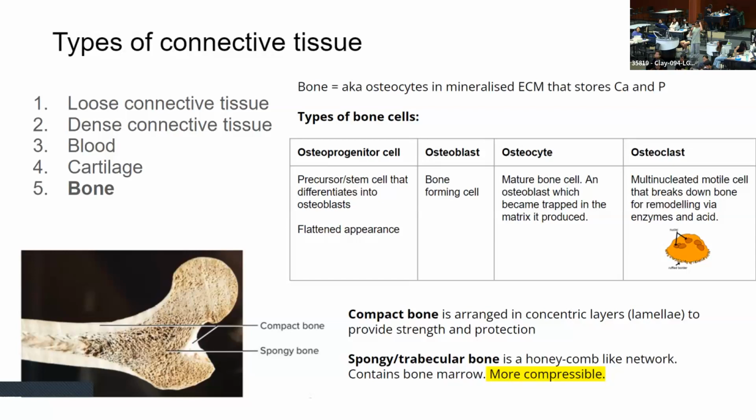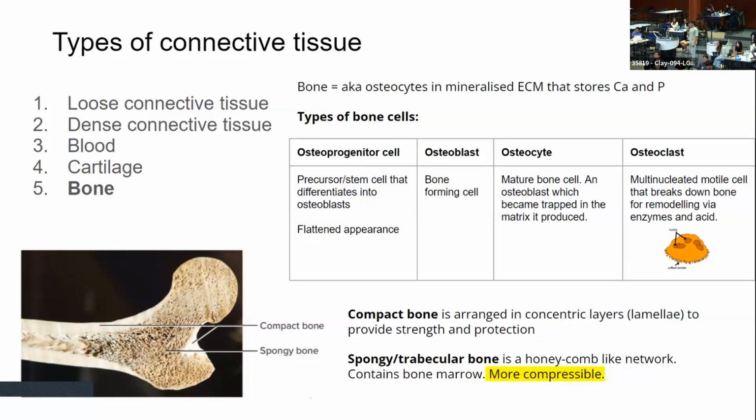With bone, you've got two types of bone. You've got compact and trabecular bone, which is also called spongy. Compact bone, the function of it is mainly to provide strength. Trabecular bone contains bone marrow, and bone marrow is pretty important in stuff like blood production.